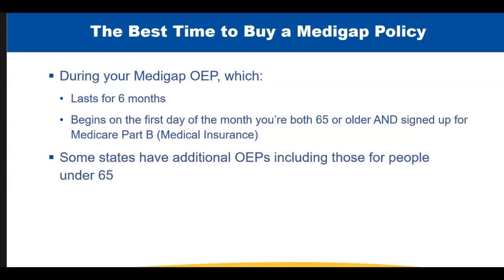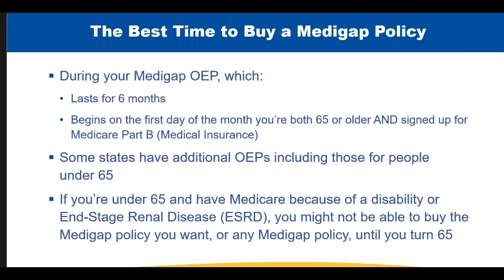Again, here's one of those places where the state could add to that benefit. There are a few states that have a continuous open enrollment period, for example, about 6 months. There could be states that allow open enrollment for people besides those who are 65. They can add to what we require federally, but they can't take it away. And some states do have additional open enrollment periods. During your Medigap open enrollment period, again, 65, and signed up for Part B, it lasts for 6 months. That, again, is for 65. So if you're under 65 and you have Medicare because of a disability or ESRD, you won't necessarily have that ability to have that open enrollment period. But when you turn 65, you will get that opportunity.